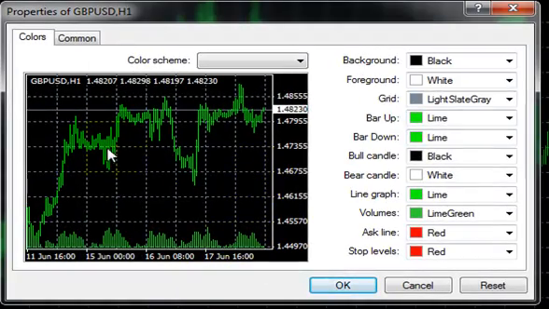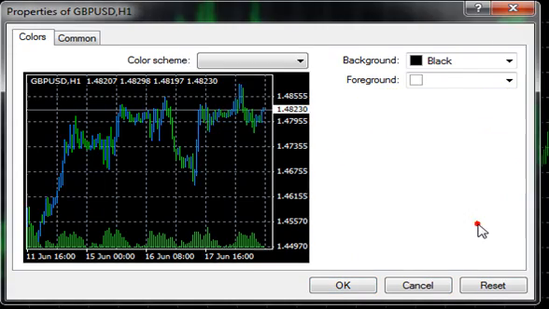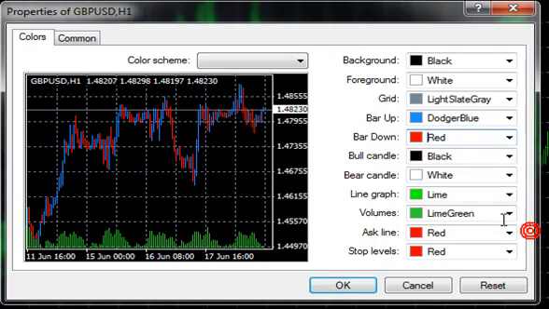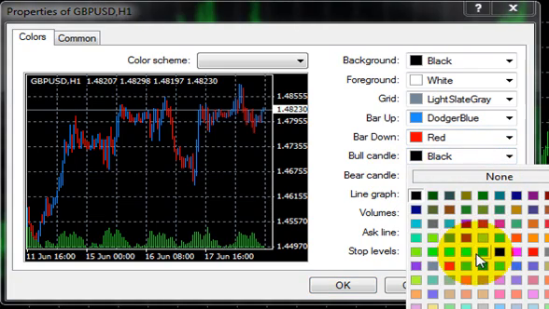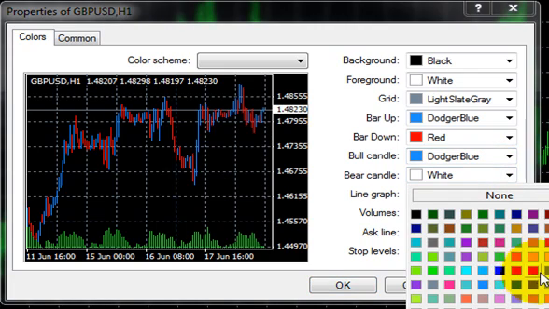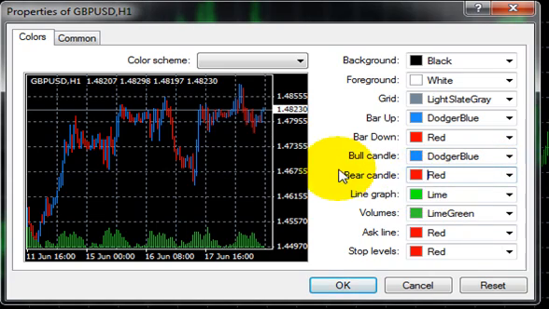We want to change the colors of these green lines. So what we want is a bar up and a bar down. Bar up is obviously the bulls and the bar downs are obviously the bears. I'm choosing Dodger blue for the bulls and red for the bears.